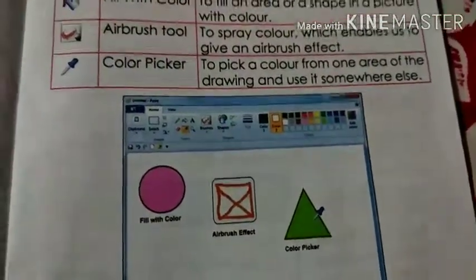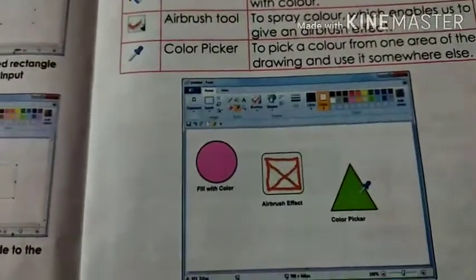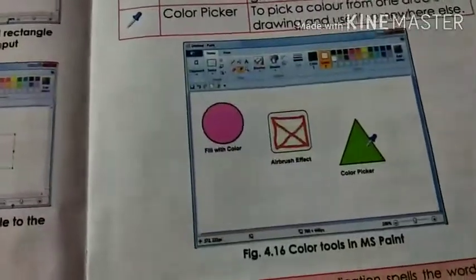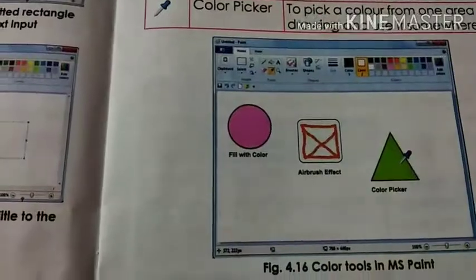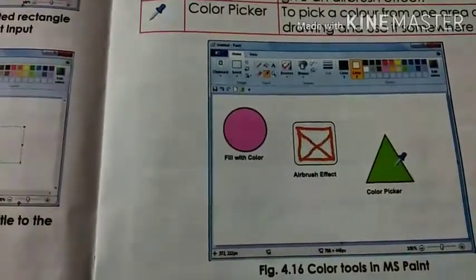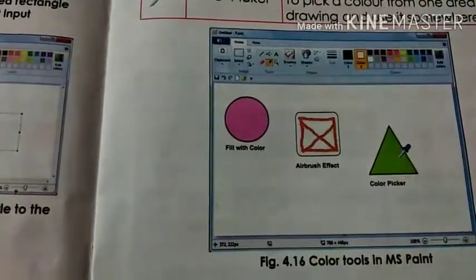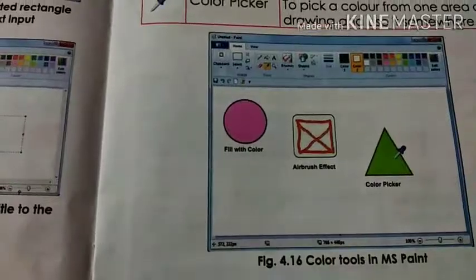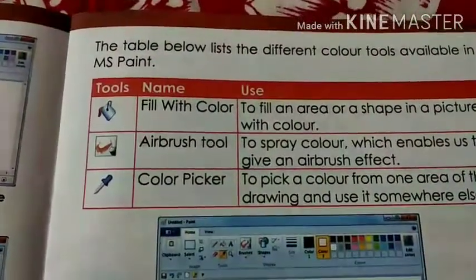Okay, so we have two color boxes. Color 1 box is useful to give the border colors, and color 2 box is useful to give a color to the filling of a shape or to give a background to text boxes. Understood? Next you can see here we have some color tools.